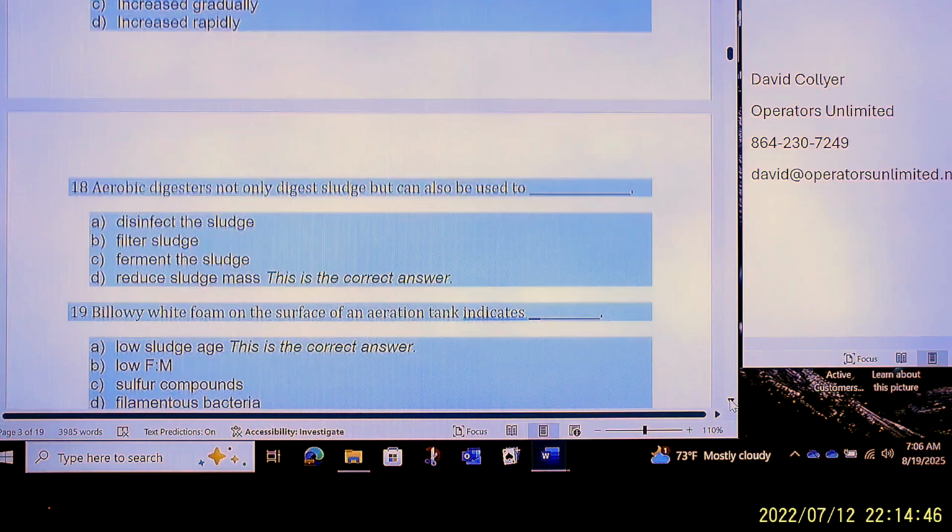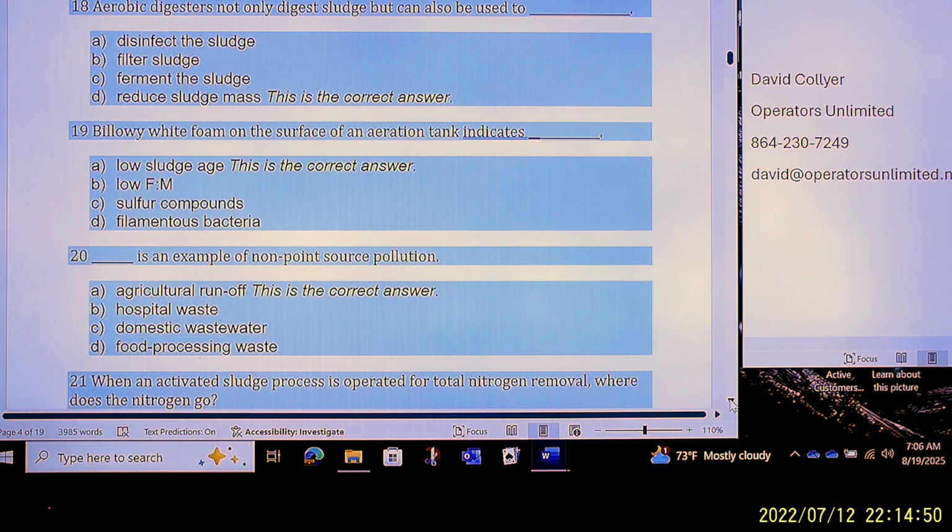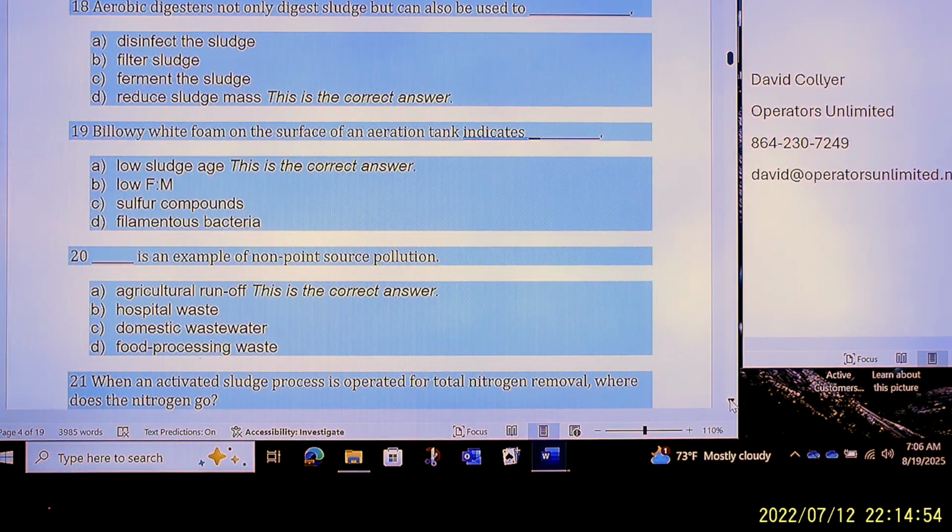Number 18. Aerobic digesters not only digest sludge, but can also be used to A. Disinfect sludge, B. Filter sludge, C. Ferment the sludge, D. Reduce sludge mass. The answer to 18 is D, reduce the sludge mass.